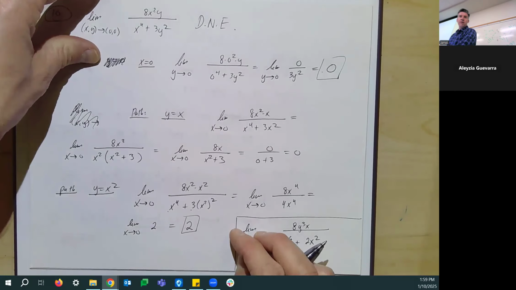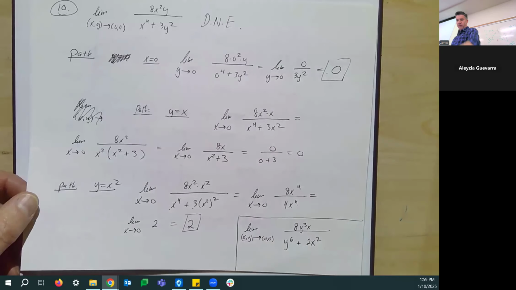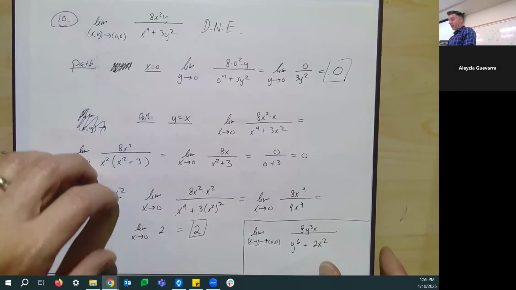How much time? Not really enough time. So I had one more example I wanted to mention. I know I've got less than a minute here. I'm going to write it down anyway.